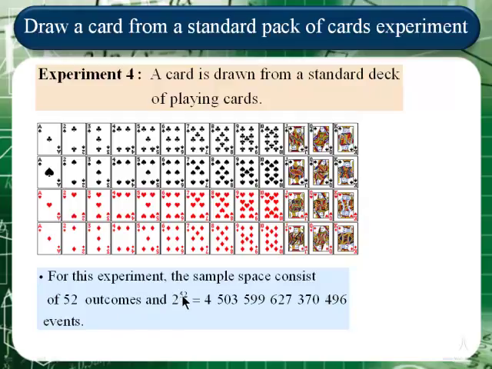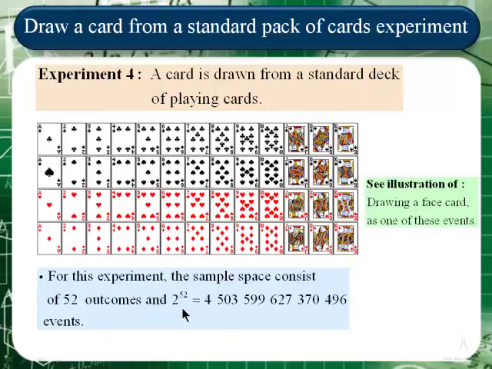And there will be 2 to the power 52 events. Quite a large number. I leave this for you as a challenge and an exercise to read this. Give a name to this. Don't read 4503, 599. Find a proper name for this number.